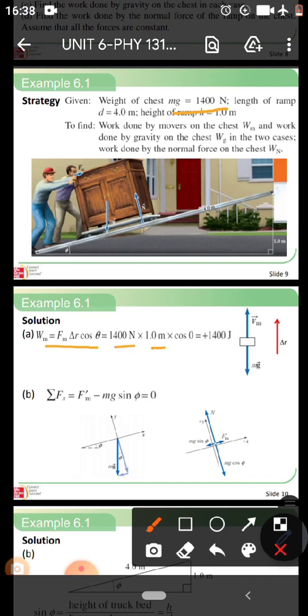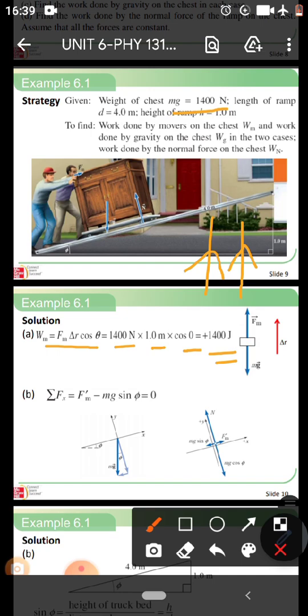Because the force is parallel to the displacement. They're pushing it straight up, and it's moving straight up. So the angle between the force and the displacement is 0. So I put 0 here, cosine theta of 0. So they obtained this value, which is positive 1400 joules of work.